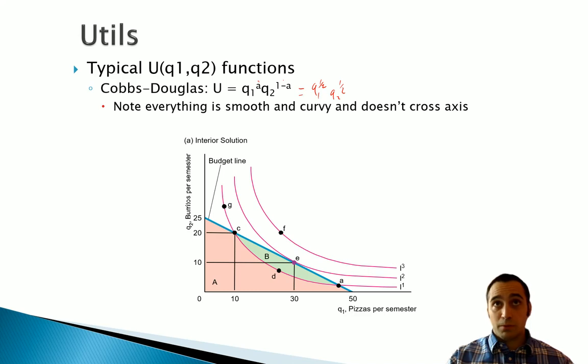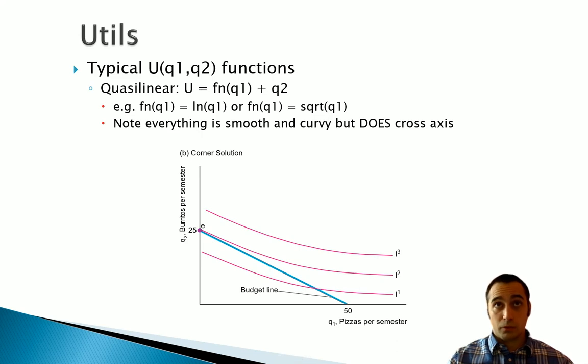Anytime you have some function that looks like q1 and q2 multiplied times each other with coefficients that add to 1, you're looking at Cobbs-Douglas. And in the graph again, you're going to have parallel curvy lines that are smooth throughout and don't cross your axes. Quasi-linear looks a little like this.